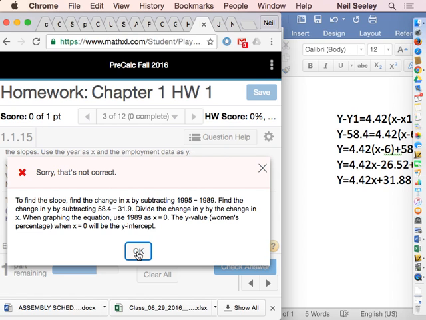So to find the slope, you find the change. Then it tells me what to do. It says, hey, you should subtract 95, 90. I did that by changing y, subtracting. I did that. Thank you very much. Divide the change in y by the change in x. I did that. And it says use 1989 as x equals 0. Okay, I'm there.